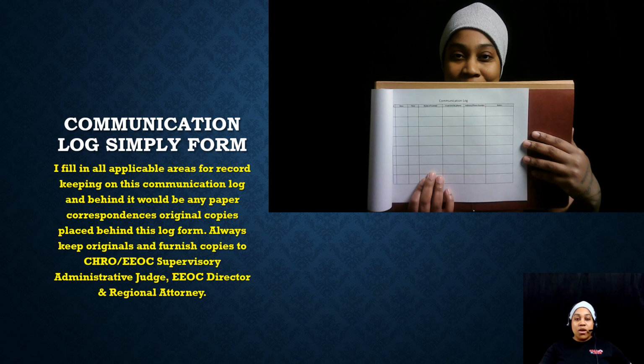That's what the communication log form looks like. I downloaded a Word template online. Very easy to do. Fill in all applicable areas for record keeping on this communication log, and behind it would be any other paper correspondence. As I mentioned before, you place them behind this form in chronological order, or by the date on which they are received. You always keep the originals in the file and furnish copies to the appropriate government entities, so that when they take over the case, they can see what's going on with you on your end.